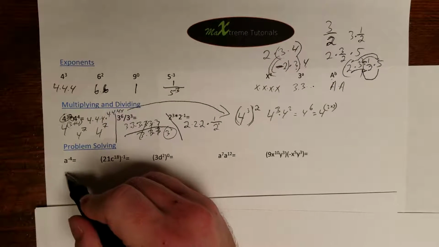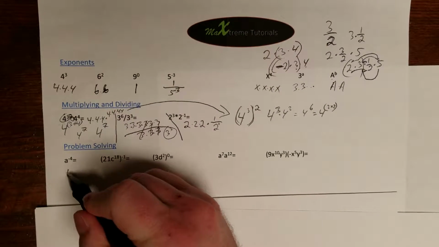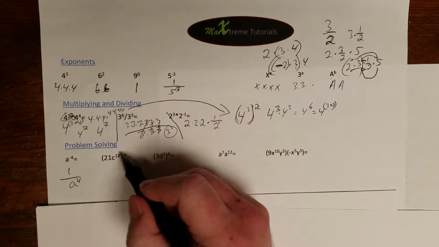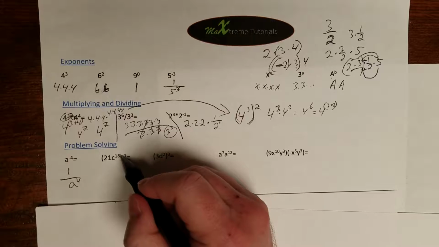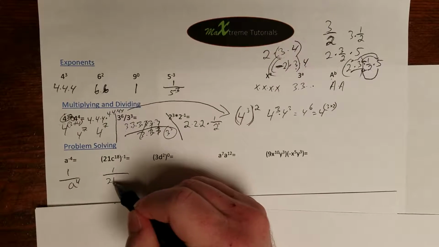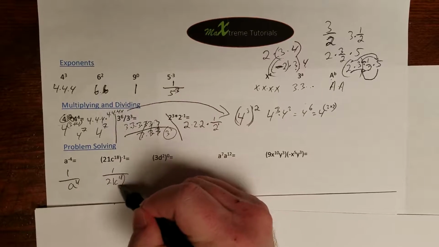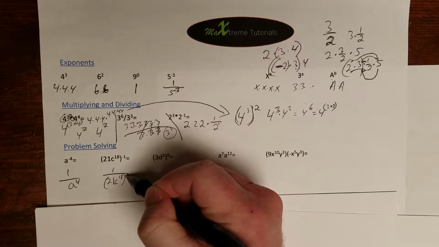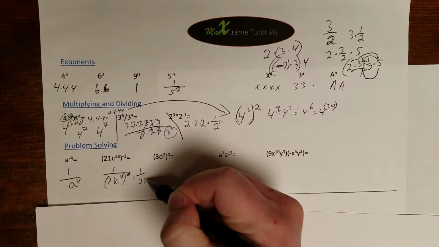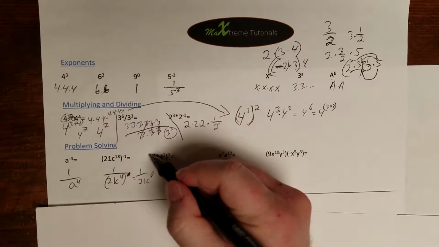So let's start here. A to the negative 4, flip it under 1, a to the 4th. We discussed that. This one looks a little scary because you have something to the 18th power. But again, just look at the parentheses, it's all to the minus 1. So we just flip it under a 1, and it'll be 21c to the 18 to the first power, which means nothing when something's to the first power. So it's just 1 over 21c to the 18th, and that's it.